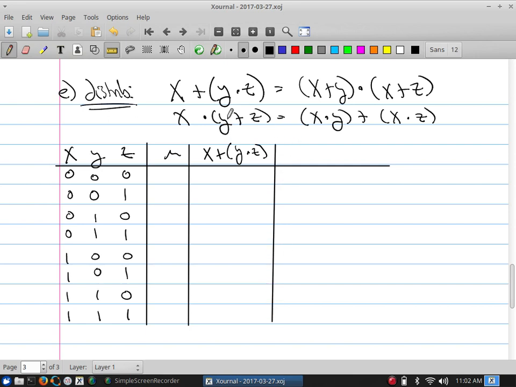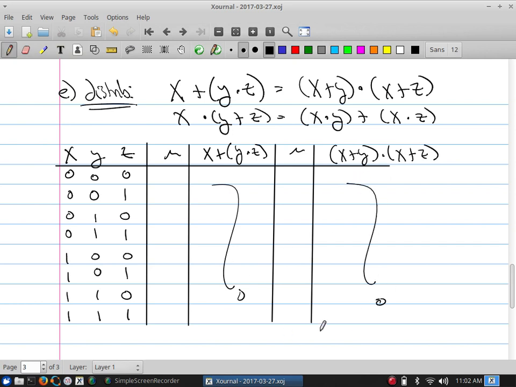Then you do a little bit of different amount of work, and then you would get a column for x plus y dot x plus z, and then you would have to show whatever's here and whatever's here have to be what? They better be the same. And if they're the same, the distributive law holds.